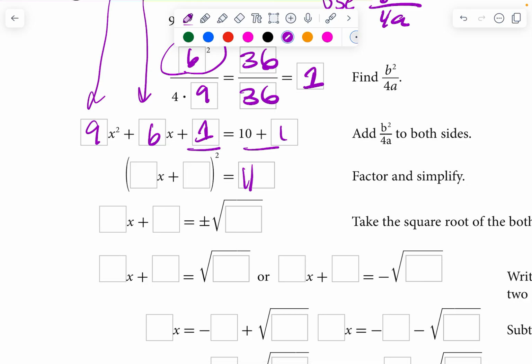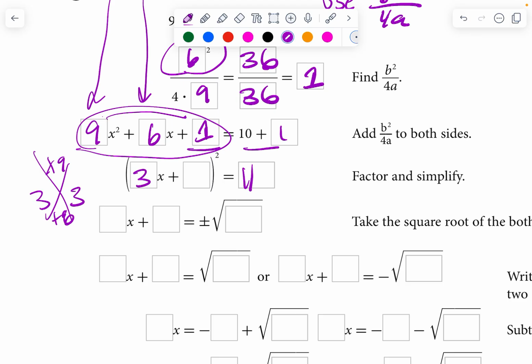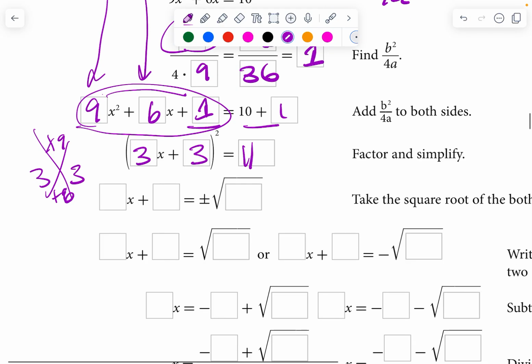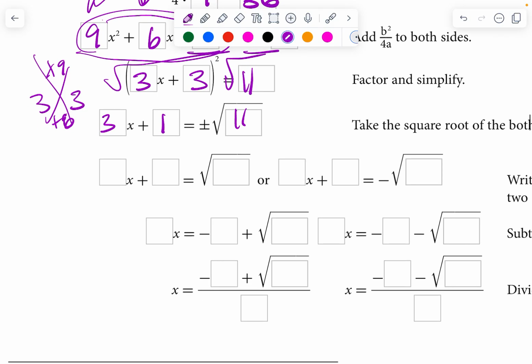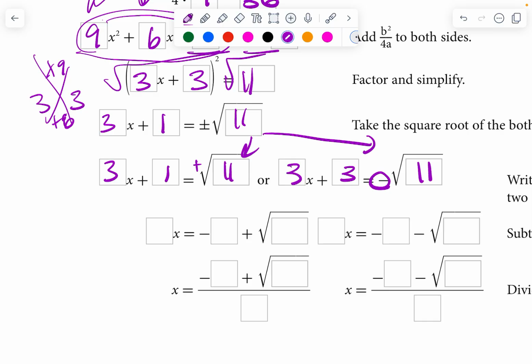Then I'm just going to use my perfect square trinomial real quick. Or I could say 9 times 1 is 9. Multiplies to give me 9. Adds to give me 6. That's going to be 3 and 3. So I'm going to put 3x plus 3. Then I take the square root of both sides. I know that that's going to be 3x plus 1 equals plus or minus the square root of 11. Okay. Then I would go ahead and subtract that to both sides. So I need to make sure I say 3x plus 1 equals positive square root of 11, or 3x plus 1 equals negative square root of 11. So we're splitting it into pieces.